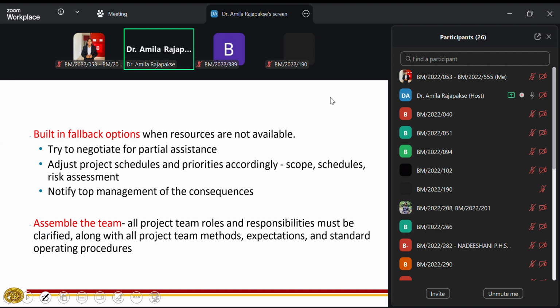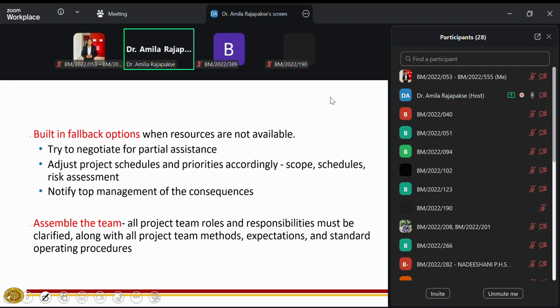So sometimes this resistance may come from the supervisors, because I have mentioned that it is a cross-functional communication. Sometimes if you want to get the service of one particular finance person, the finance manager may not allow releasing that person to engage with the project activities. So these kinds of things may be there.